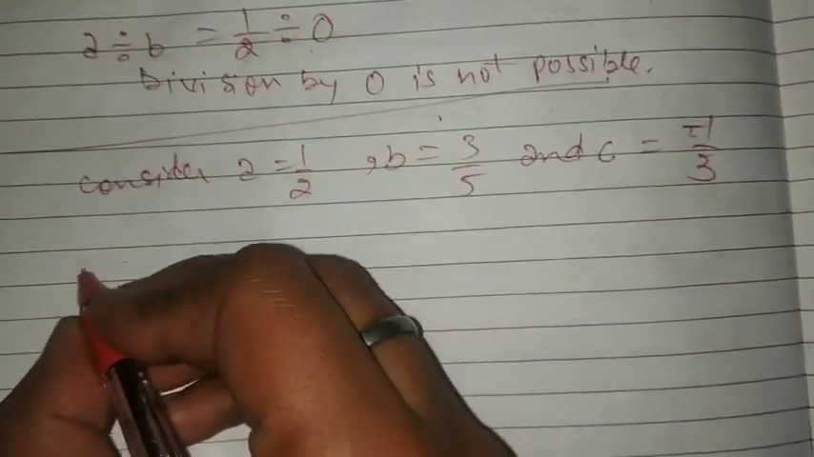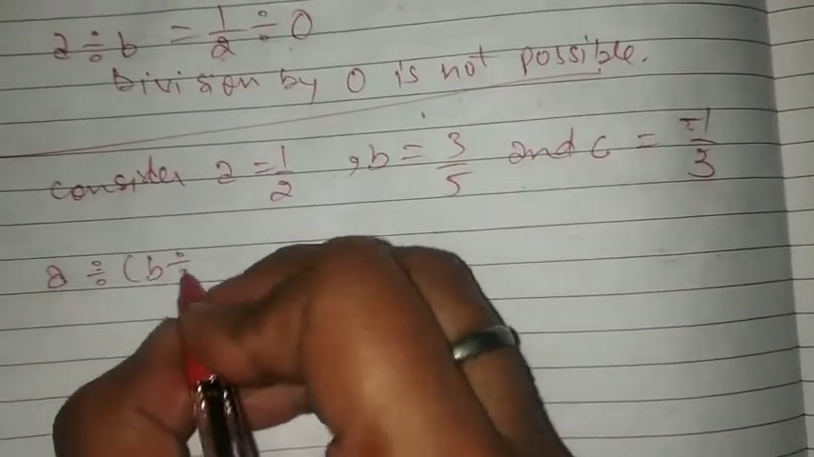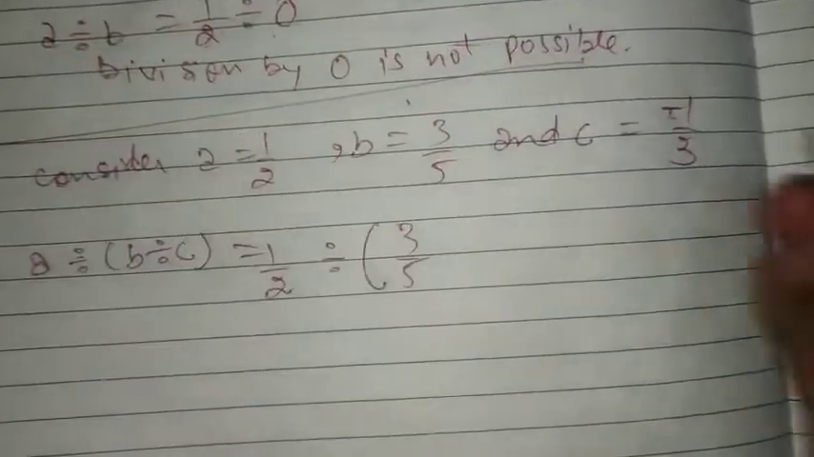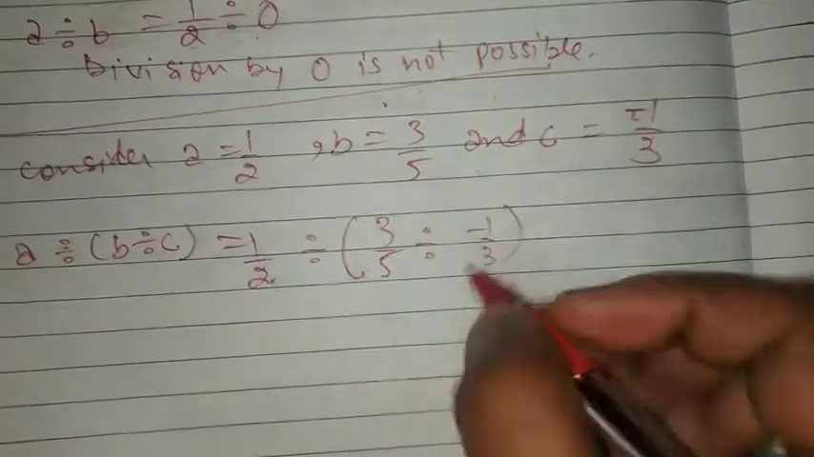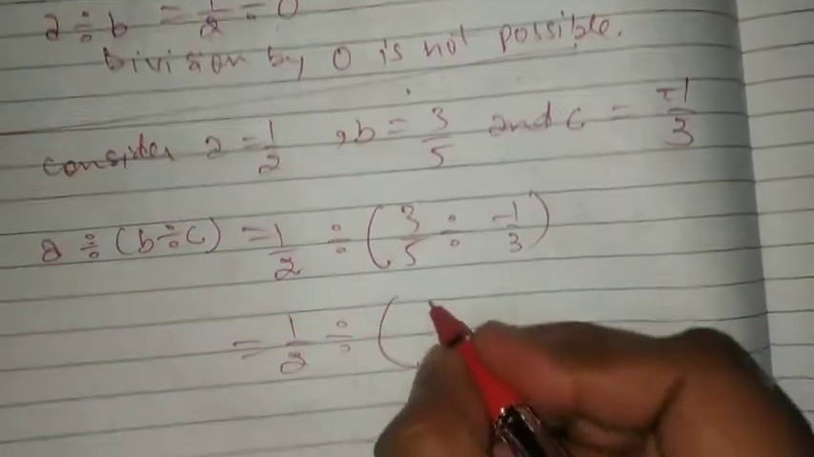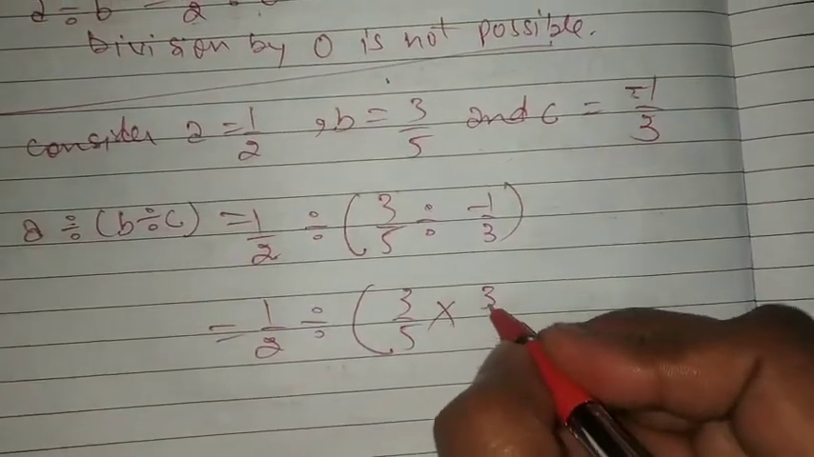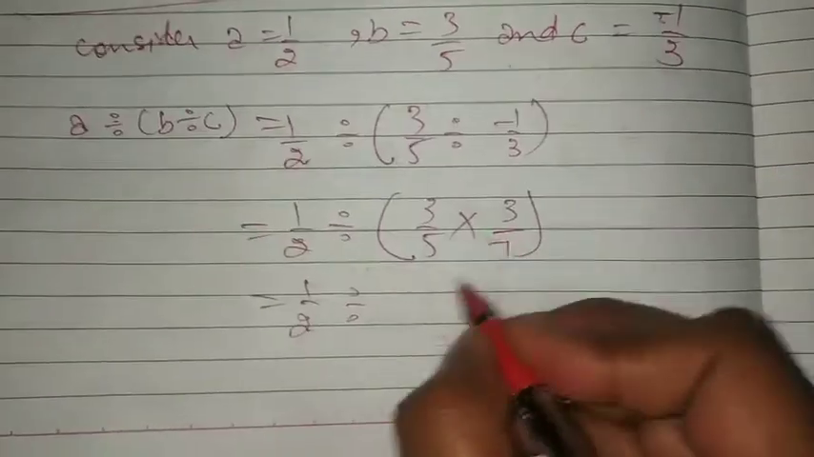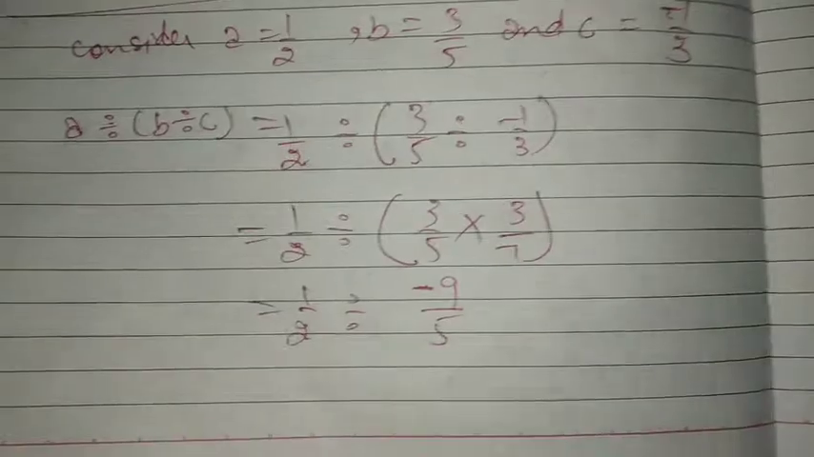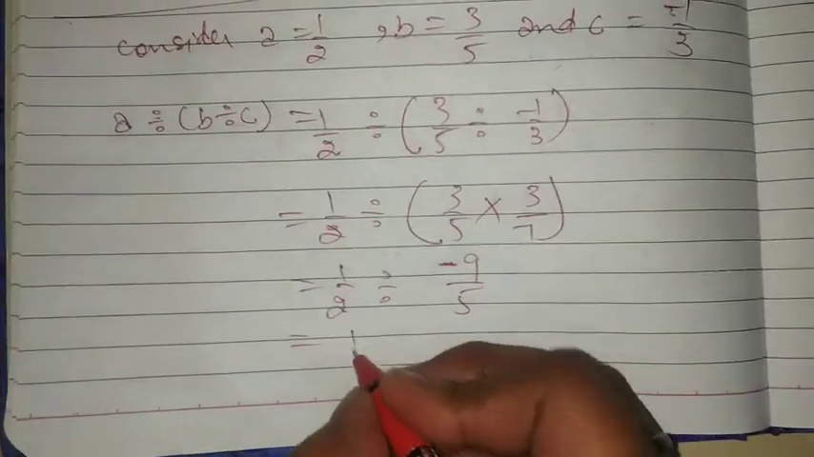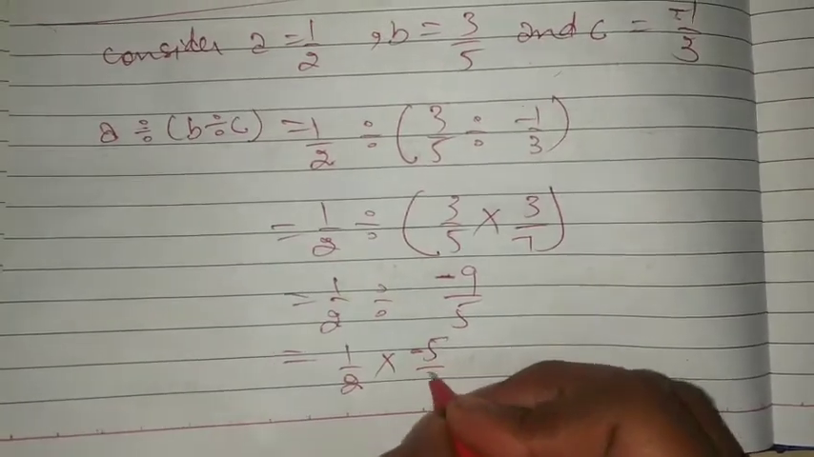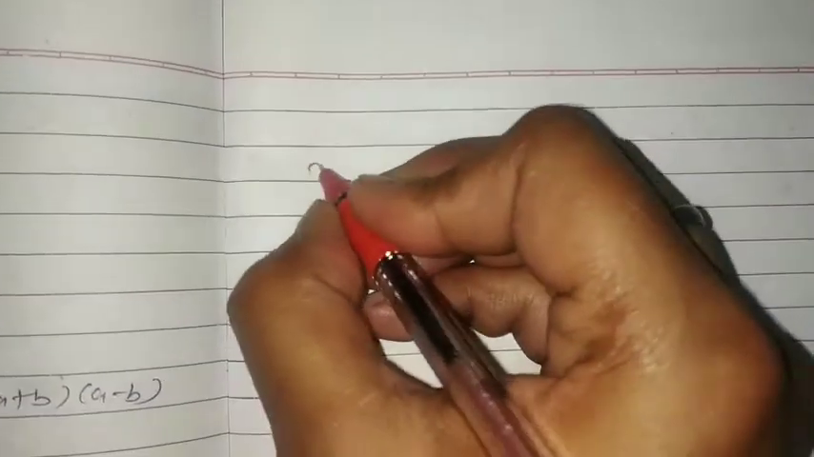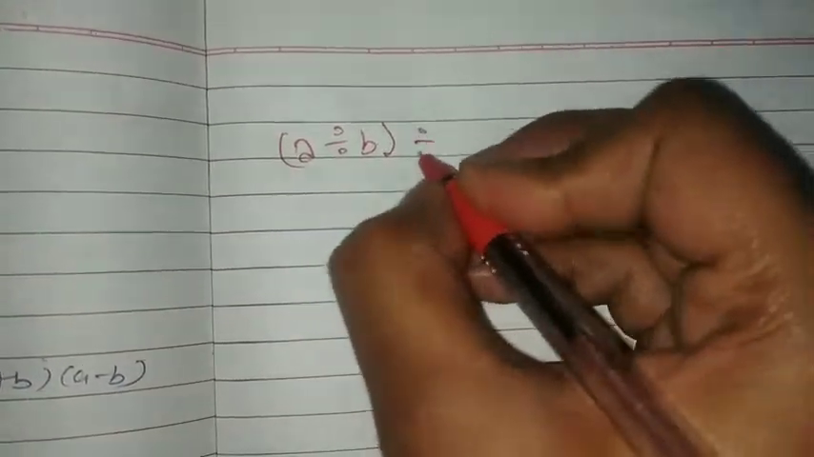Okay, so first we will do a divided by b divided by c. So this will be 1 by 2 divided by 3 by 5 divided by minus 1 by 3. So for division, what we do, we simply multiply by the reciprocal, that will be 3 by minus 1. So this is equals to 1 by 2 divided by minus 9 by 5 in standard form. So again this will be 1 by 2 into minus 5 by 9, so that is equals to minus 5 by 18.